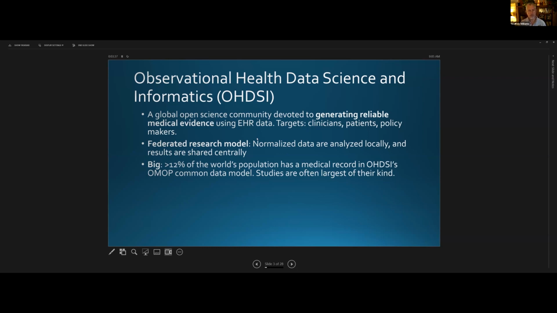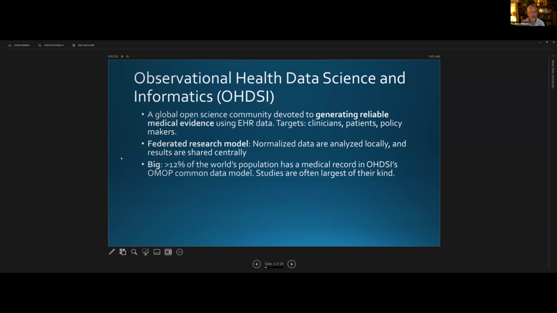eMERGE, devoted to linking genomic and EHR data, all use OMOP. It's used around the world. Very big, so something like 12% of the world's population, we estimate, and that is a very conservative estimate, has a record in this common data model.